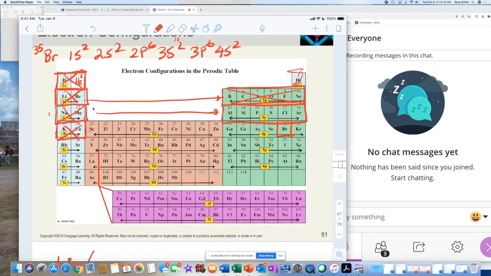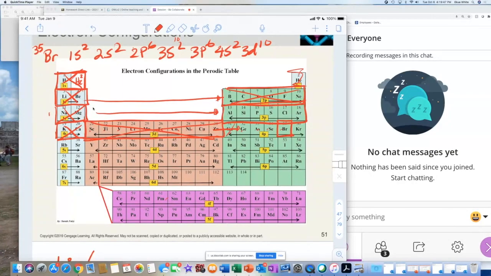1, 2, 3, 4, 5, 6, 7, 8, 9, 10. Sorry, yes, 3d10. Remember, D has 5 orbitals times 2, which is 10. So this whole section is now full, and we move to the right. What's left? We're at 4p. We have 5 electrons: 1, 2, 3, 4, 5.